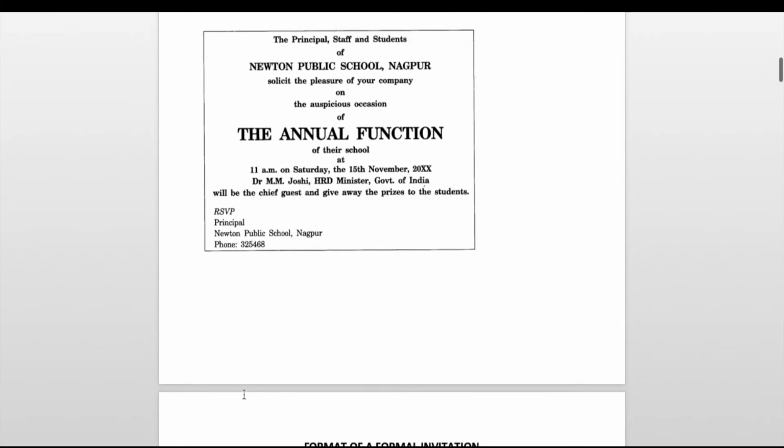Now there is another example. This is a totally different example, when the school, Newton Public School, Nagpur, is organizing the annual function, and they have MM Joshi, the HRD minister, as their chief guest, who will be giving away the prizes to the students. So this is all about this invitation.